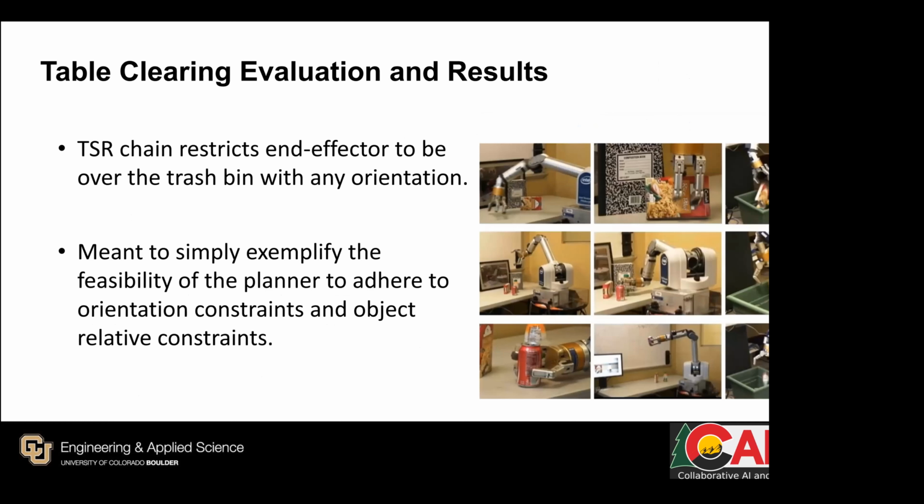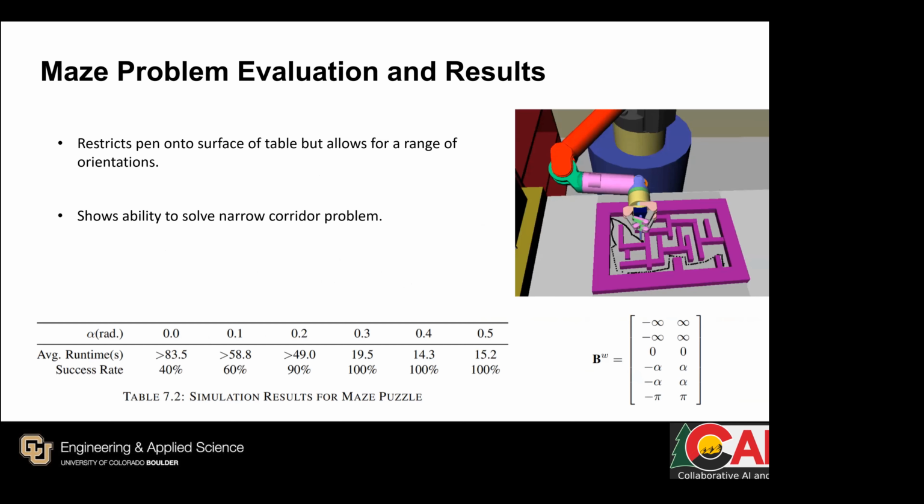So there are three ways in which Dimitri evaluated this. The first was just a simple table clearing task that shows a proof of concept that this task space region representation is feasible and that it works. The second was a maze evaluation problem, which essentially restricted the end effector to have a pen on the surface of the table, which forced the RRT portion of the planner to solve this difficult narrow corridor problem.